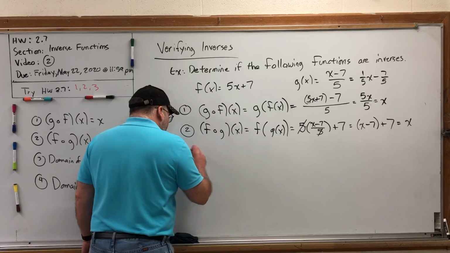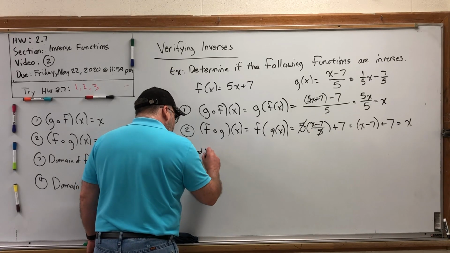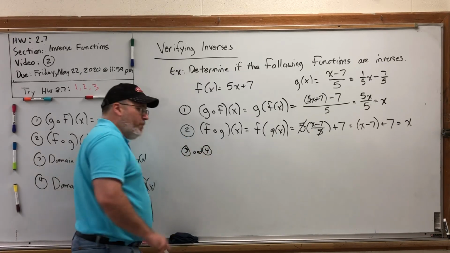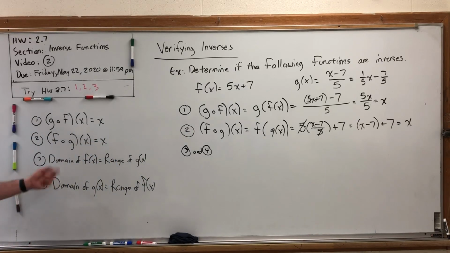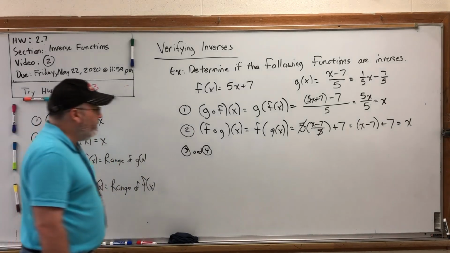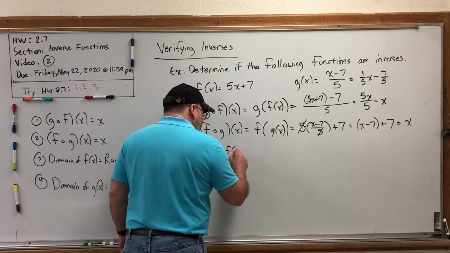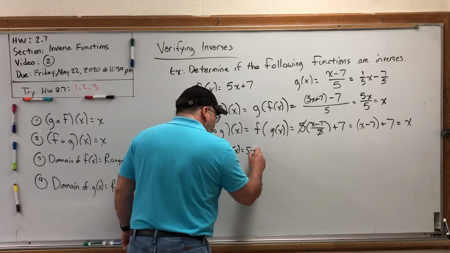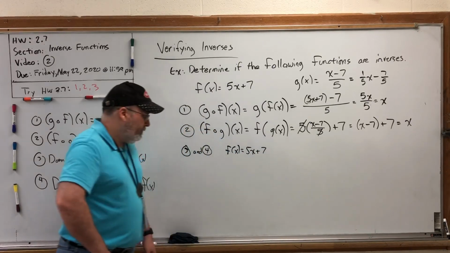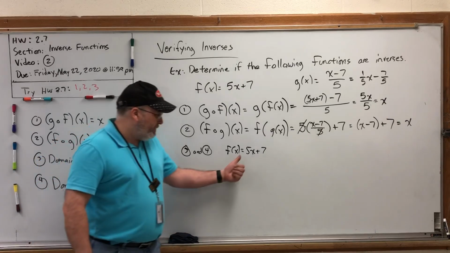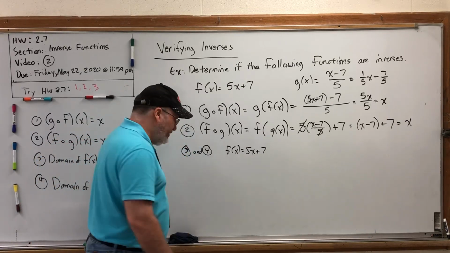We're going to do 3 and 4 simultaneously, because we're going to find each function's domain and range and see if we have the correct equalities. So let's start with f of x equals 5x plus 7. What do you know about this graph? It's a line, its slope is 5, its y-intercept is 7.